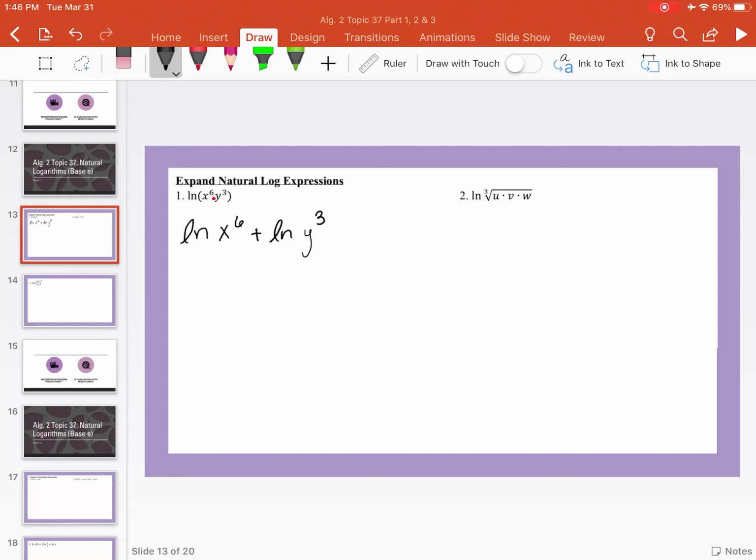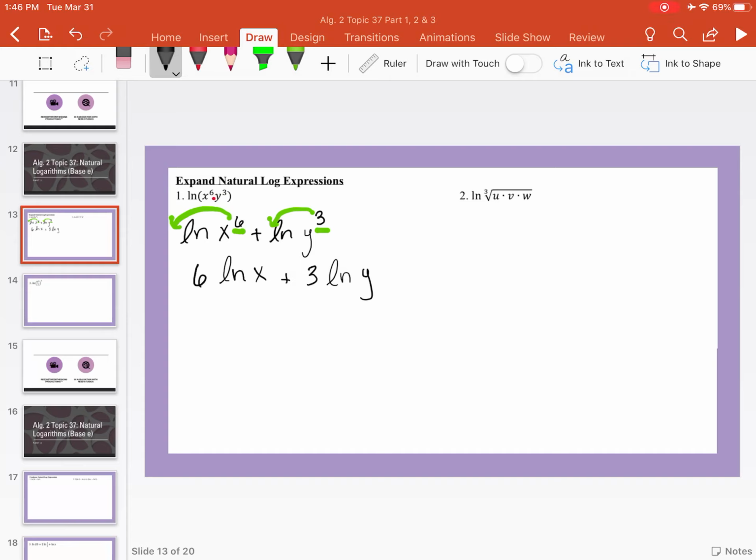Now we have one more step before we're done expanding this. We also note that we have exponents here, so we can use the power property. We can bring my exponents out front and get 6 ln of x plus 3 ln of y.